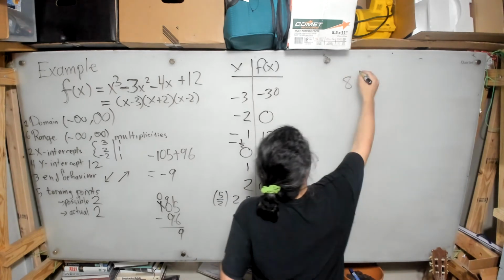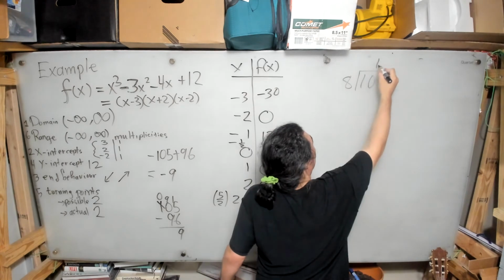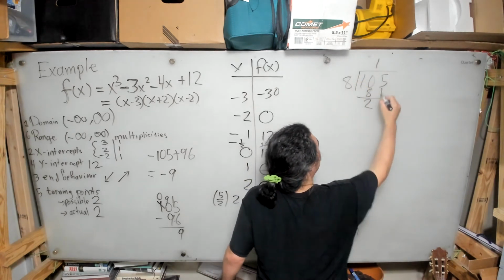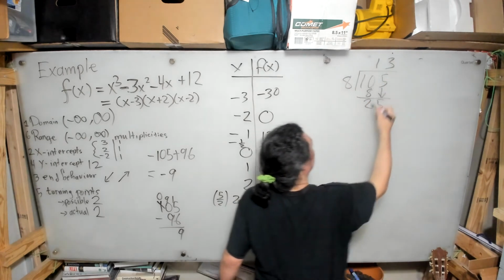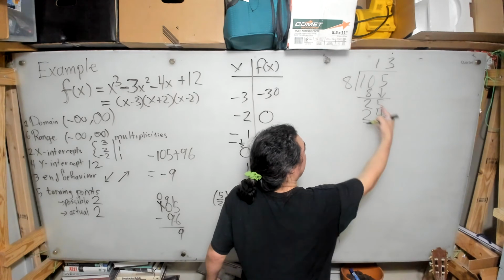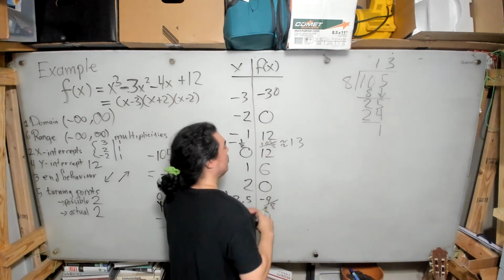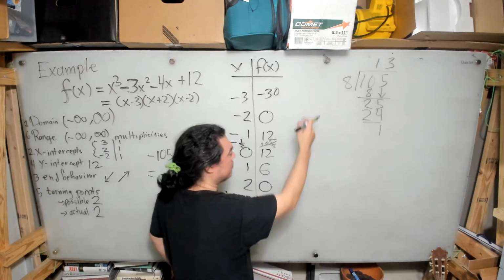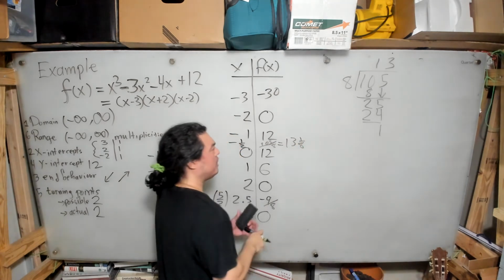So 8 goes into 105. 8 goes into 10 once. 1 times 8 is 8. 10 minus 8 is 2. I bring down my 5. 8 goes into 25 3 times. Why? Because 3 times 8 is 24. And then 5 minus 4 is 1. 2 minus 2 is 0. And so in fact, the 105 over 8 is 13 and 1 over 8. Okay? So it's a little over 13.